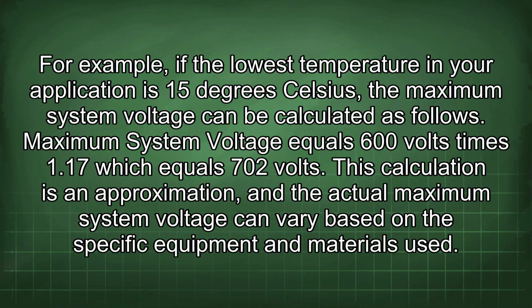For example, if the lowest temperature in your application is 15 degrees Celsius, the maximum system voltage can be calculated as follows. Maximum system voltage equals 600 volts times 1.17, which equals 702 volts.